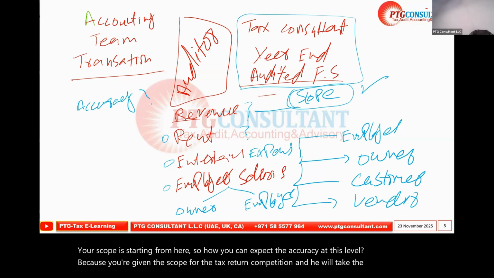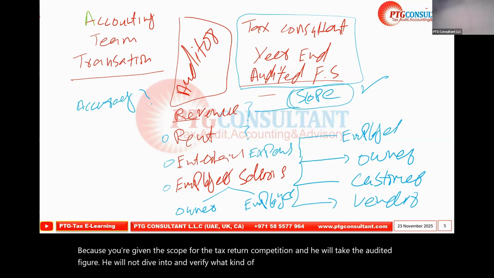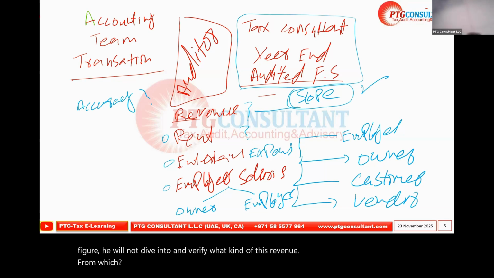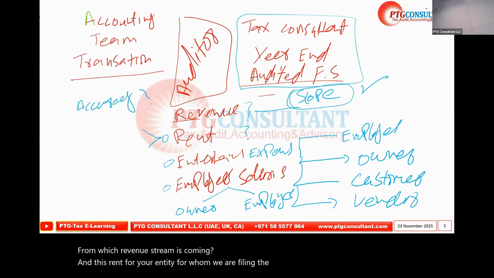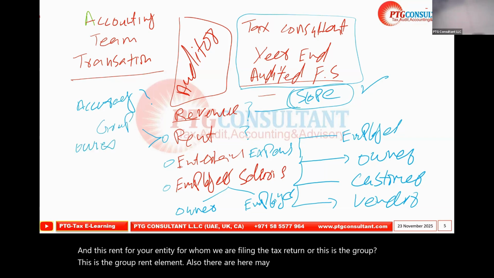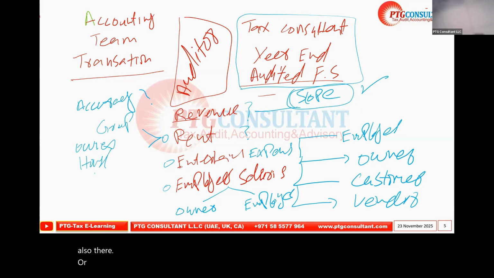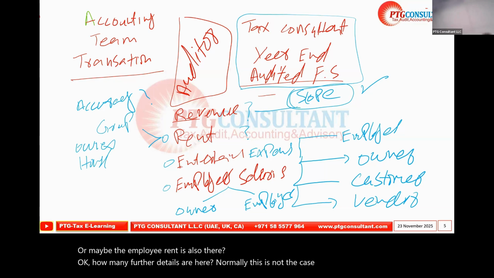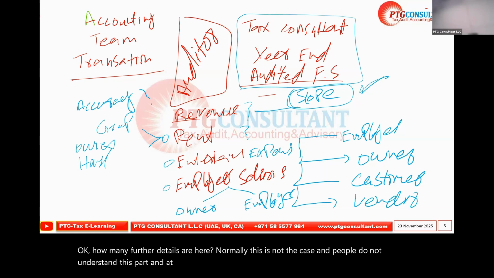He will not dive in and verify from which revenue stream the revenue is coming, and whether this rent is for your entity for whom we are filing the tax return, or whether this is the group rent element also there, or maybe the owner's house rent is also there, or maybe the employee rent is also there. How many further details are here? Normally this is not the case, and people do not understand this part, and at the end they agree to the scope for this, and at the end the objective of accuracy is not fulfilled.